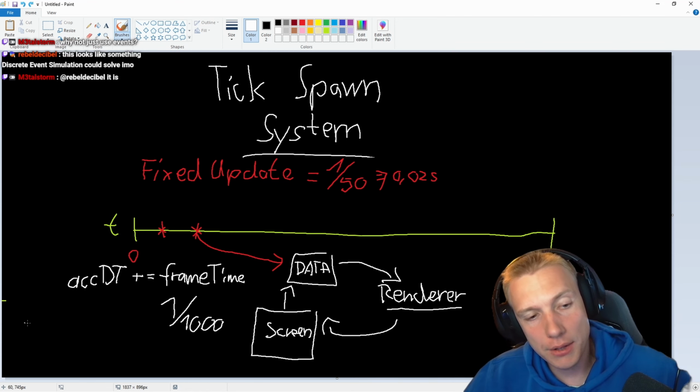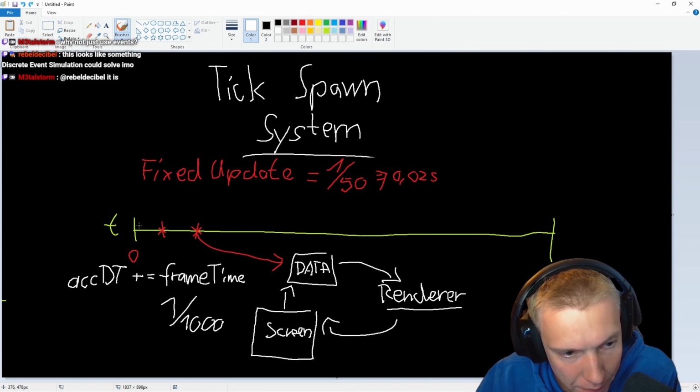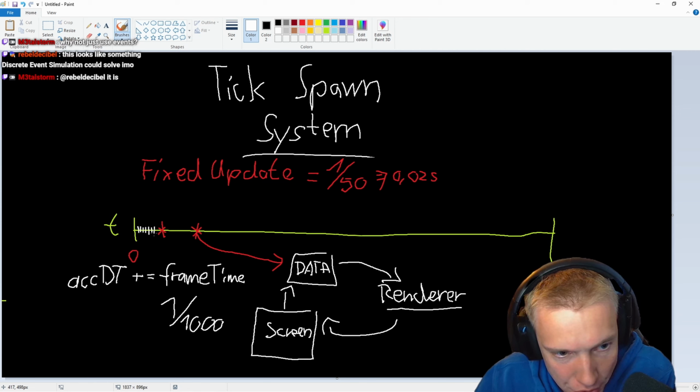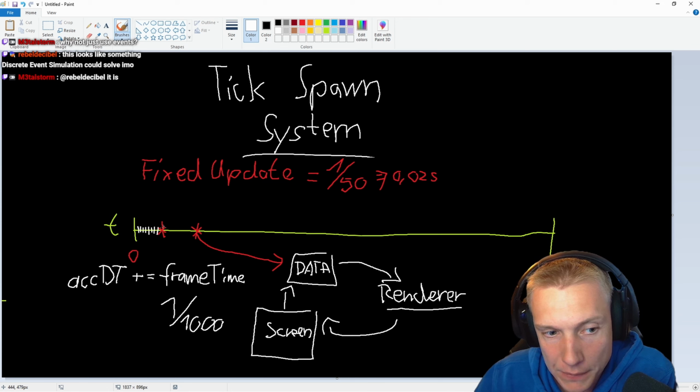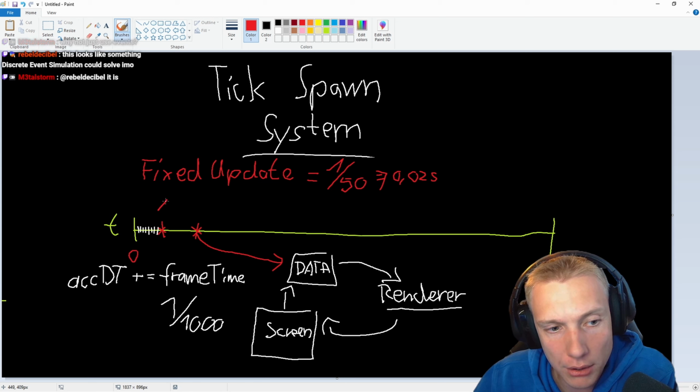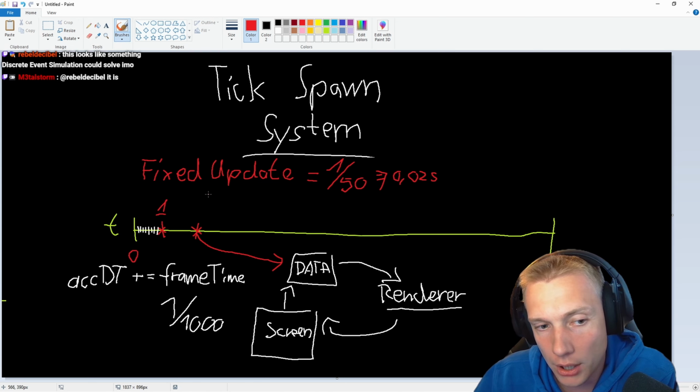And so this accumulated delta time, essentially you have all of these steps in between. These are all of the rendering steps that you see. These are all of the pictures that show up here. And then once you get to this point, you change the data. You have a fixed step. And then the spawn system says, oh, I want to spawn an enemy on the first tick. And I want to spawn one on the second tick too.